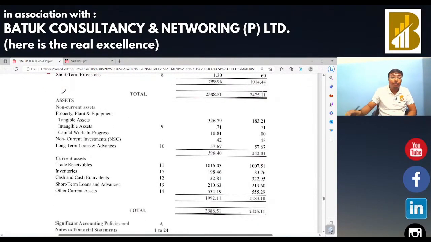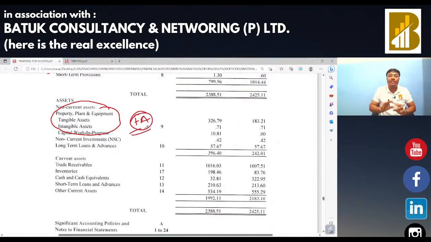Now, property, plant and equipment that is related to your fixed assets, we need to check if there is any addition to fixed assets. Also, there is a chart of fixed assets, and we are going to discuss that chart also. Last year it was 183 and currently it is 326. That means there is an addition, so we need to check that input is claimed accordingly or not.